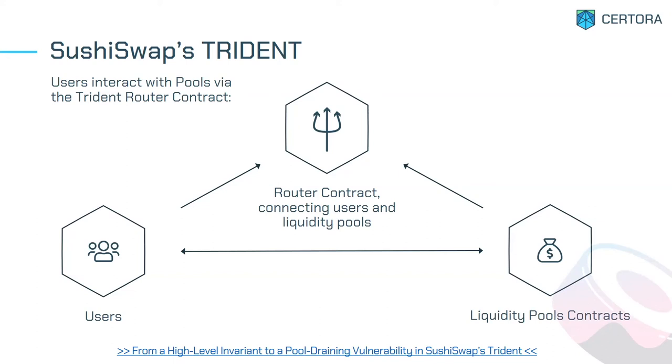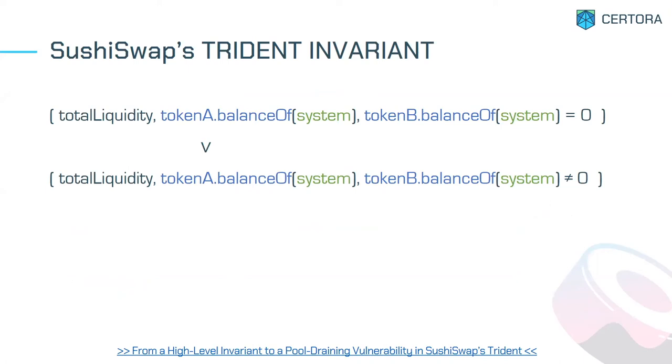It's an issue that allows you to deplete the contract. What happened here is we have users, we have the router, and we have liquidity pools, and they are manipulated in an interesting way. The property that we want is exactly the same property that we have seen earlier: there is a correlation between the liquidation and the holding of the system. It's the same environment we've seen earlier, just written now specifically. It says that either the total liquidity, token balance, and token balance of the system are all zero, or all of them are non-zero.